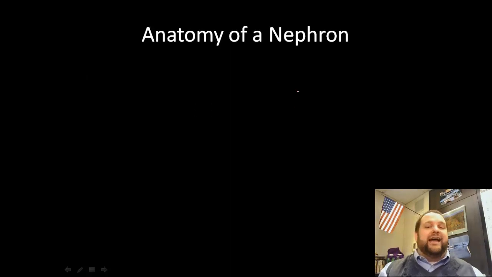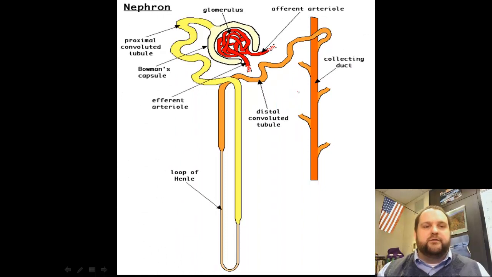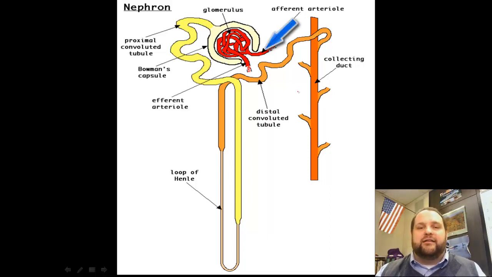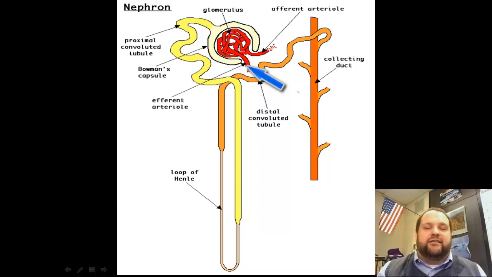So here's our anatomy of a nephron. Once again, you need to know all the pieces of this. So here's the nephron, and the nephron has a bunch of parts. First off, it has a blood supply that goes into the nephron. That blood supply is called the afferent arteriole. Then there's blood that exits the nephron, and that's called the efferent arteriole. A good way to remember that is the E: exit has an E, efferent has an E. So it goes in the afferent and out the efferent.